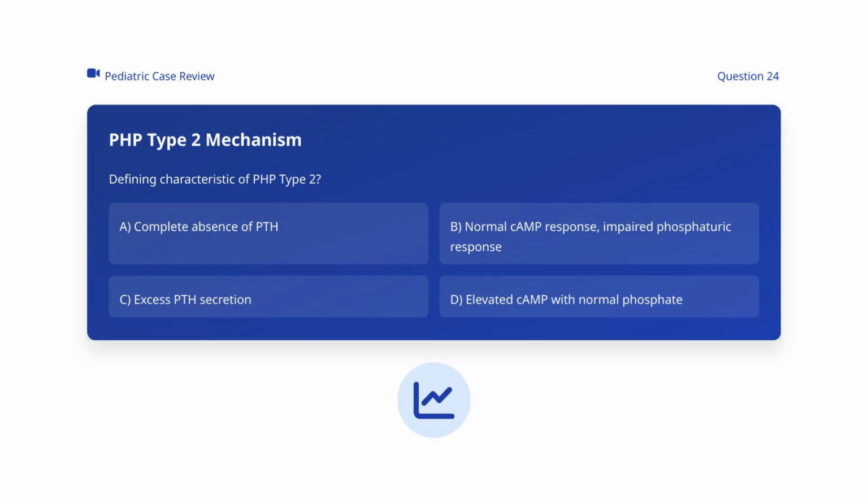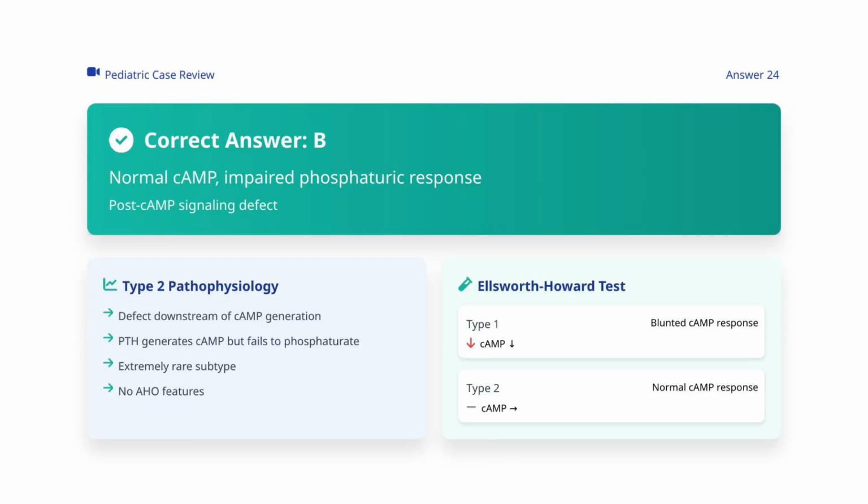What is the defining characteristic of pseudohypoparathyroidism type 2? Option A, complete absence of parathyroid hormone. Option B, normal cyclic AMP response, impaired phosphaturic response. Option C, excess parathyroid hormone secretion. Option D, elevated cyclic AMP with normal phosphate. Consider post-receptor signaling defects. The correct answer is B, normal cyclic AMP response with impaired phosphaturic response.